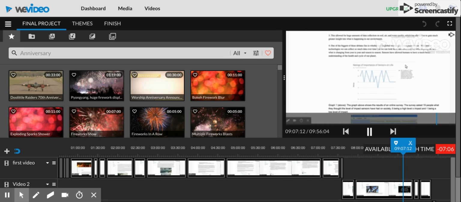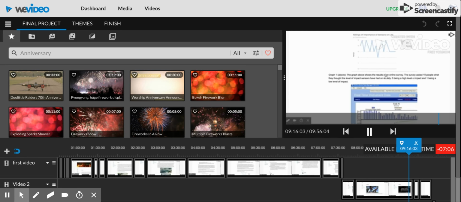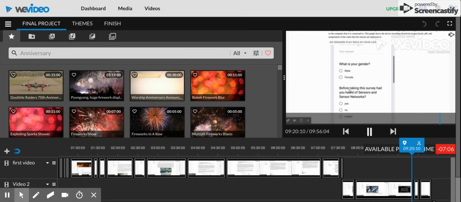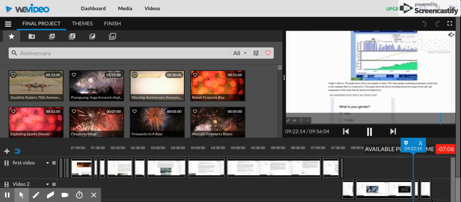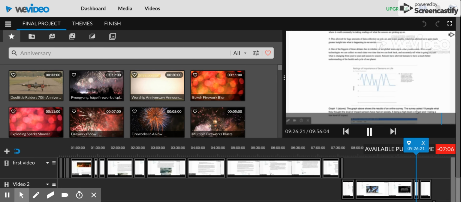So also on this page, I have a graph, the ratings of importance of sensors on life. This graph was created by the results in the form that I posted on my page. I was able to look at the data and download the results into Google spreadsheets. And then from there, I was able to create this graph.